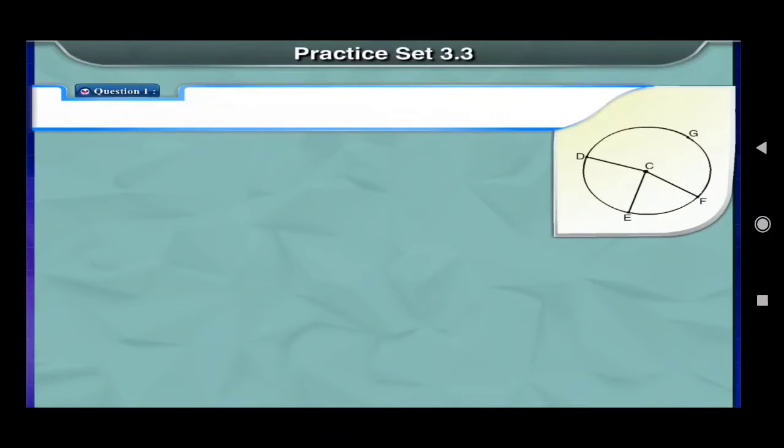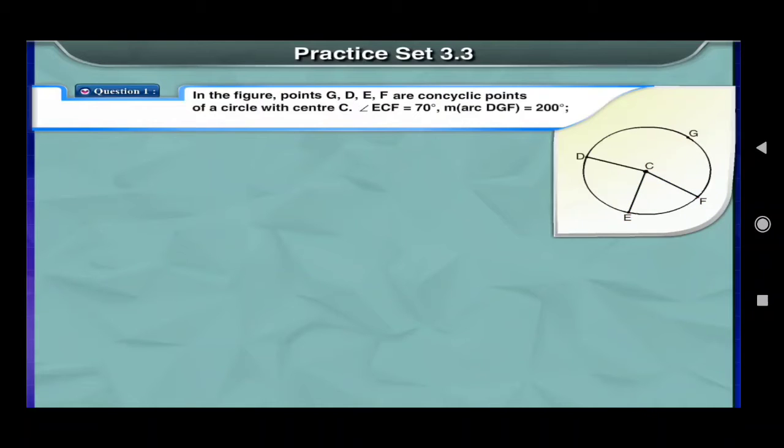Practice set 3.3. 1. In the figure, points G, D, E, F are concyclic points of a circle with center C. Angle ECF is equal to 70 degrees. Measure of arc DGF is equal to 200 degrees. Find the measure of arc DE and measure of arc DEF.